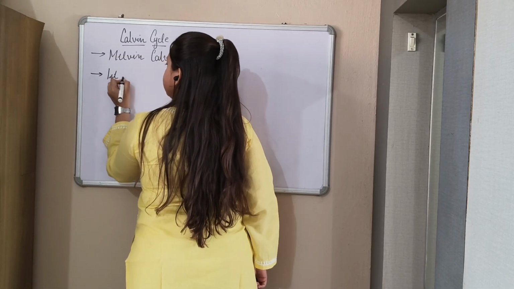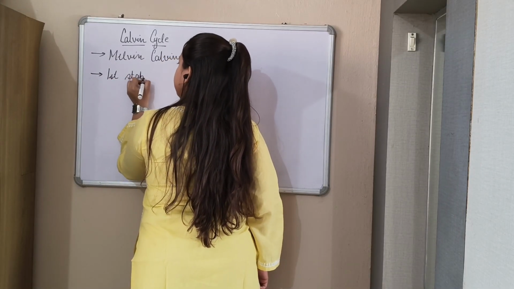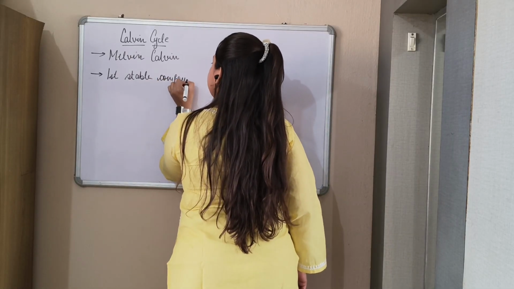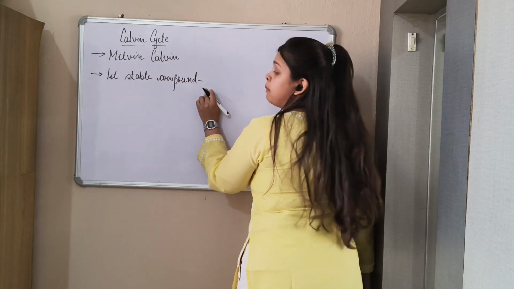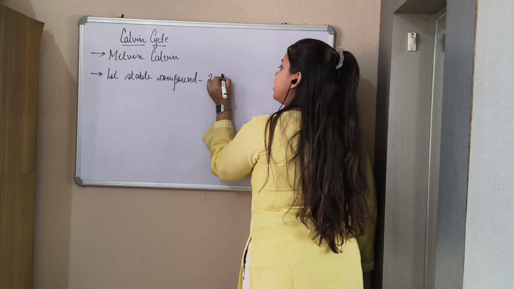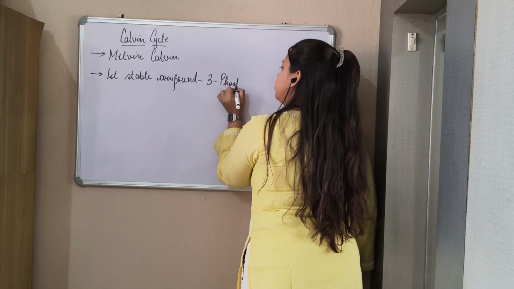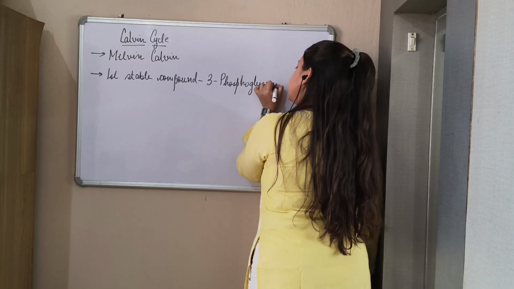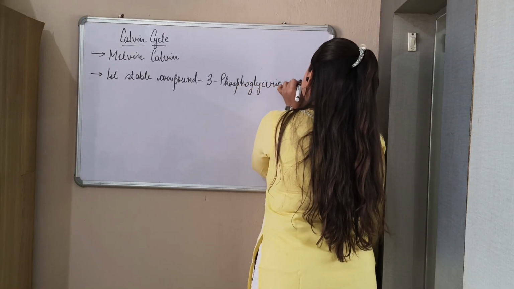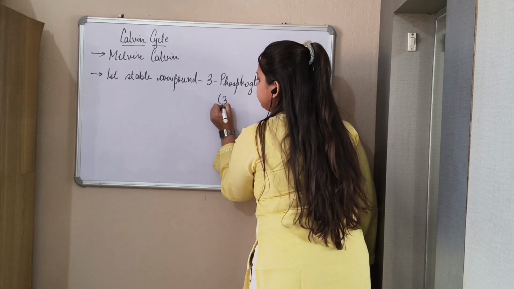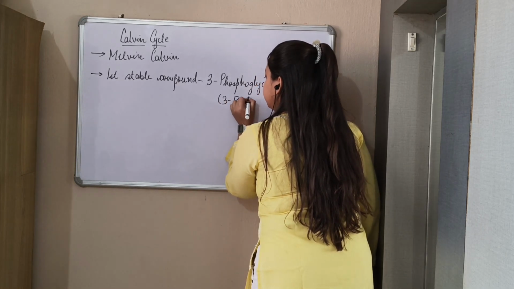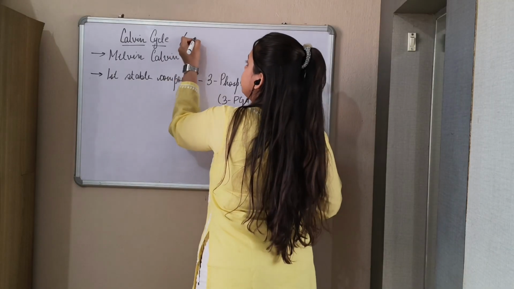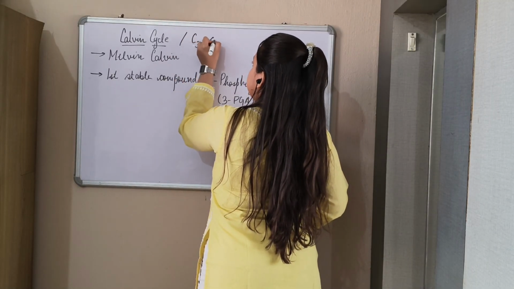So the first stable compound, he said, was a 3 carbon compound. The name of the compound was 3-phosphoglyceric acid, which is also known as 3-PGA. This was a 3 carbon compound, so the cycle is also known as the C3 cycle.